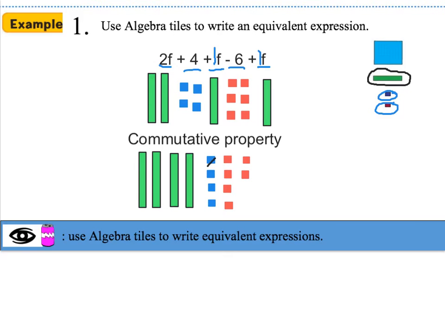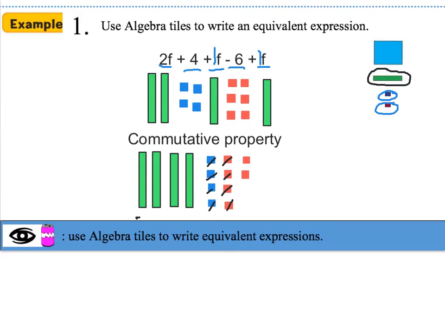The positive and the negative cross each other out, positive and negative cross each other out, another zero pair where the positive and negative cross out, and the last one where the positive and negative cross out. So now that I have this done, I have fully simplified my problem. So we can write the answer like this.